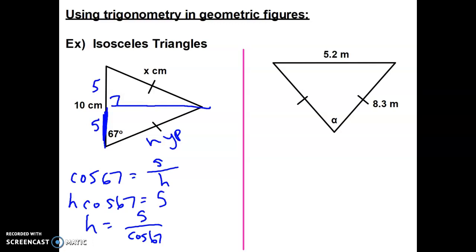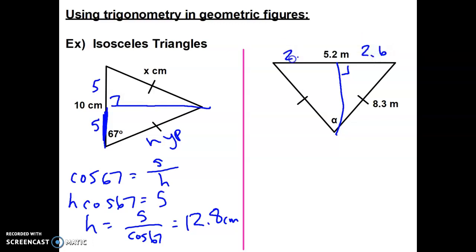And 3 sig figs, 12.8 centimeters. Okay, so this next one is similar. I'm going to drop the altitude. Ooh, that's a terrible looking perpendicular. Pretend it looks nice. Which means I'm going to cut that 5.2 in half to put half on each side.